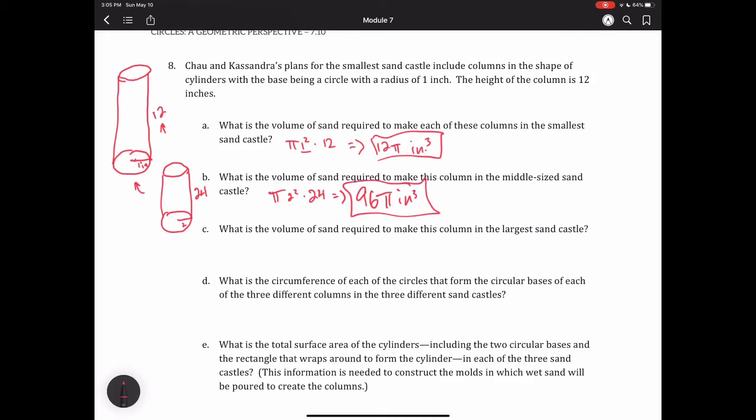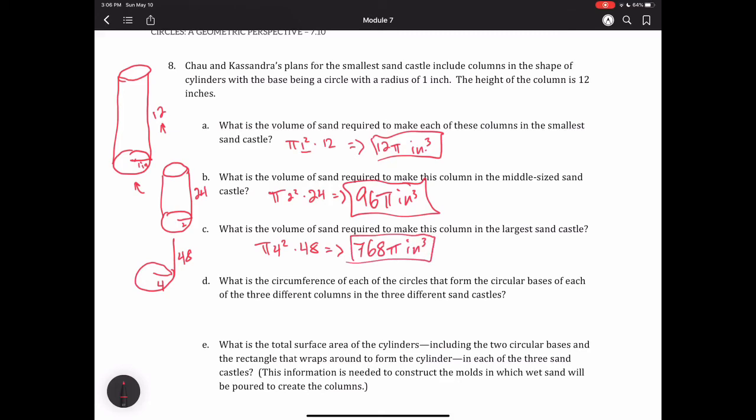Now our base will be 4, right? So our radius will be 4, and then the height will be 48. Okay, so we're going to have pi times the radius squared times 48. And when we multiply that together, we should get 768 pi inches cubed.